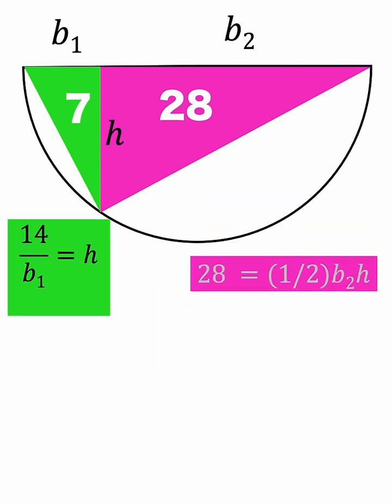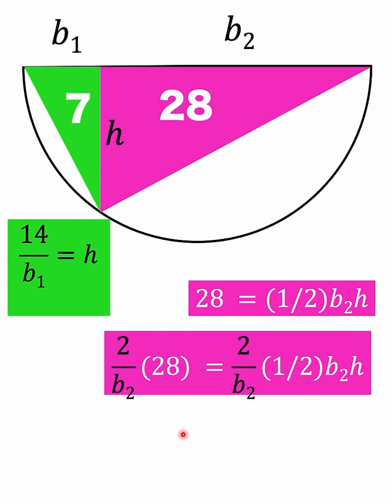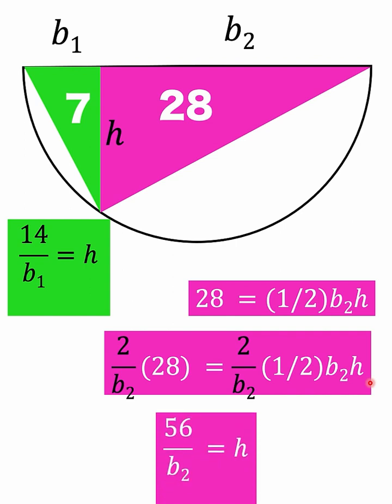Then, let's concentrate now on the area of the pink right triangle. Again, let's solve this for h. We can accomplish that by multiplying both sides of the equation by 2 over b sub 2. So 2 times 1/2 is 1. b sub 2 divided by b sub 2 is also 1. So the right side is simplified as h. And the left side is 2 times 28 equals 56. And we copy the denominator b sub 2.